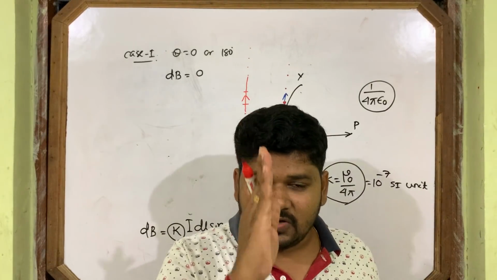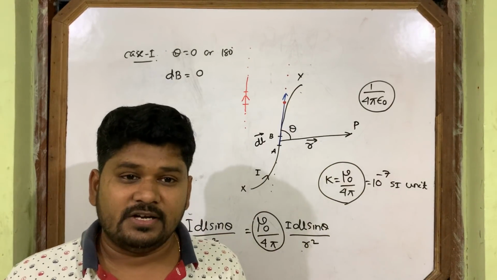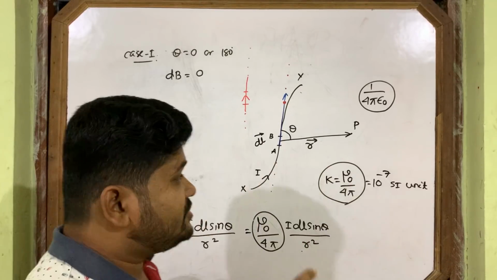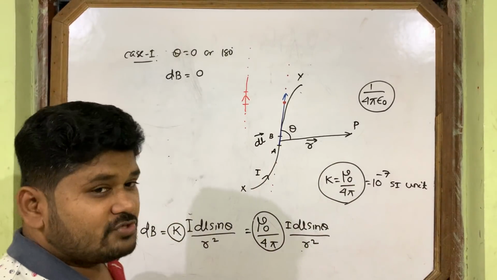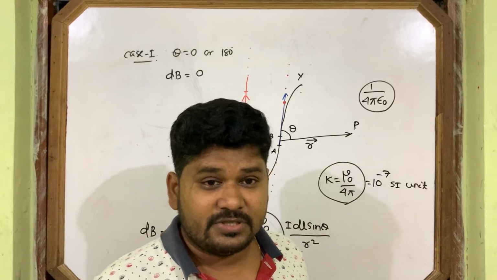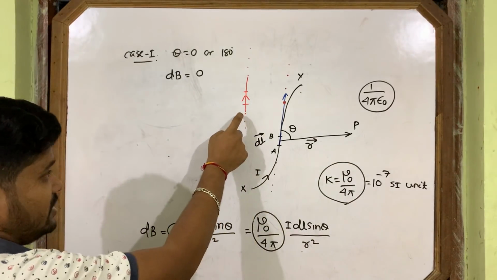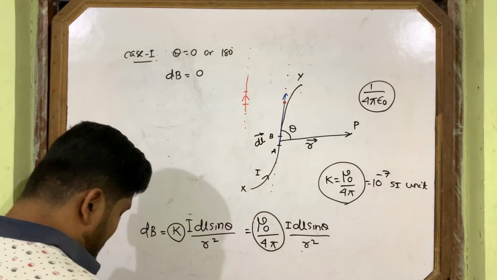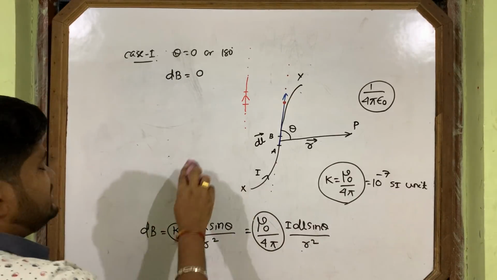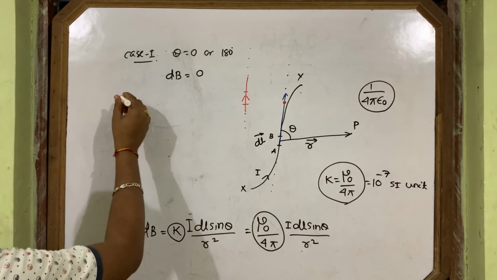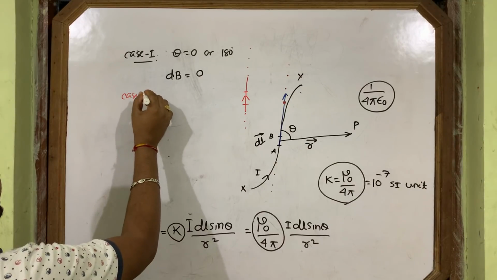On the line of the conductor, for a straight conductor, the magnetic field is 0. This one will help you to solve the numericals of this chapter. Remember this one: along the conductor, the magnetic field is always 0. This case tells that. Now come to case 2.